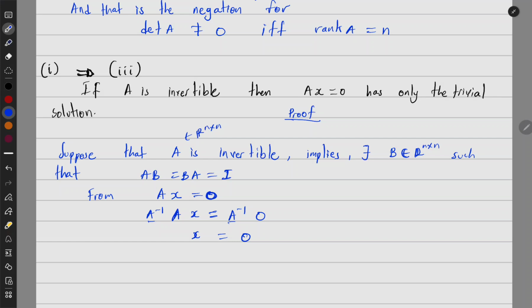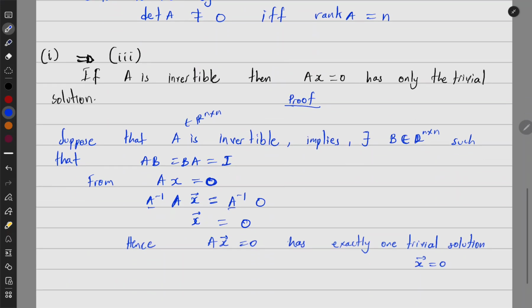Therefore, this is proven: our AX equals 0 has exactly one trivial solution, and that solution is X equals 0. This is a vector. It's okay if you write it like that. It's a vector, X is in Rn, so it's okay if you write it like that.